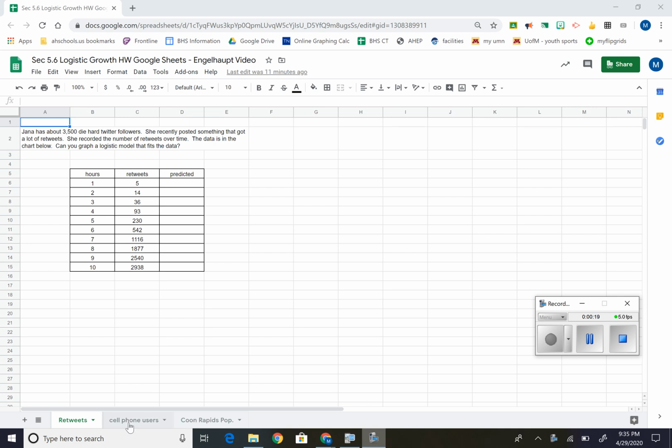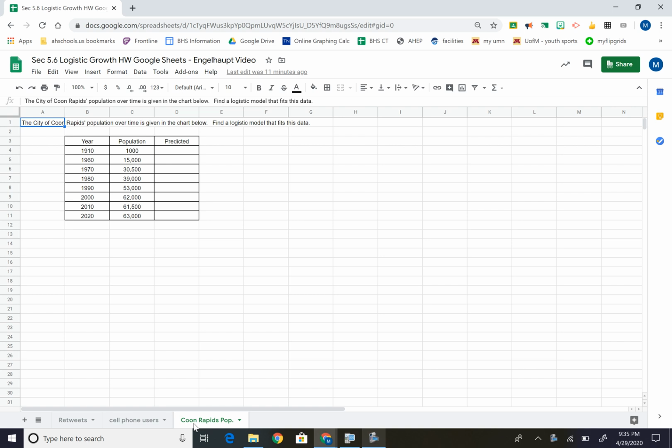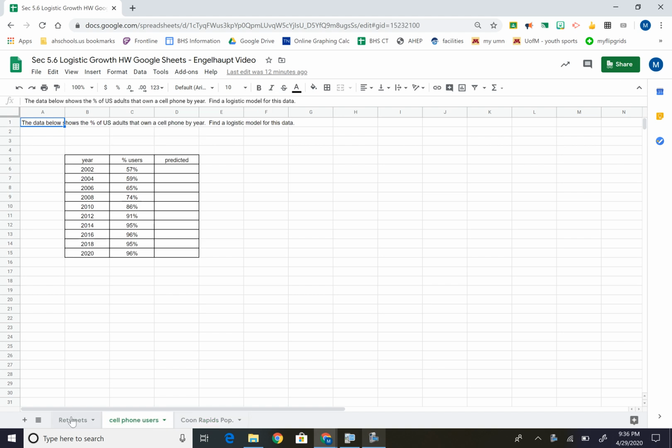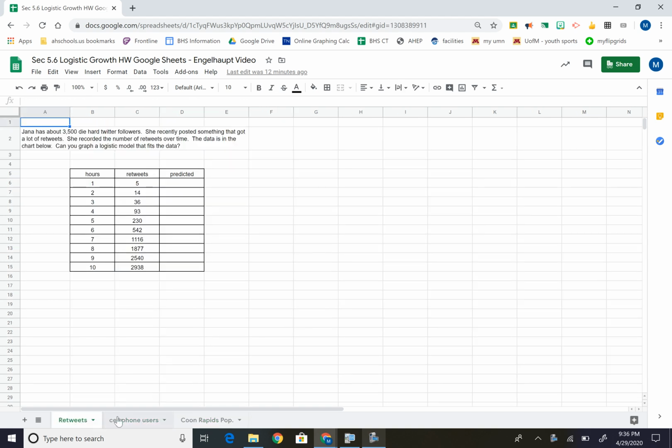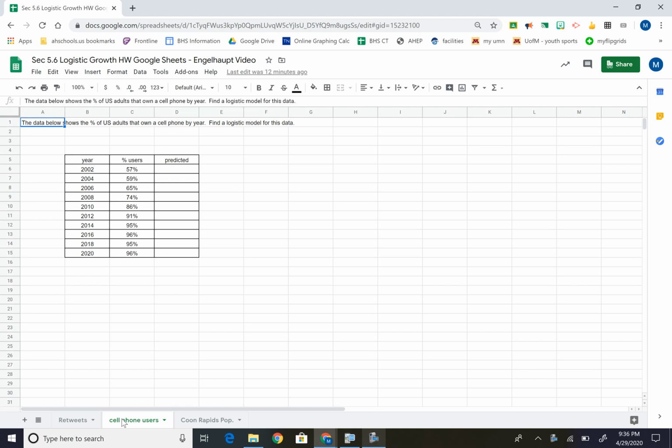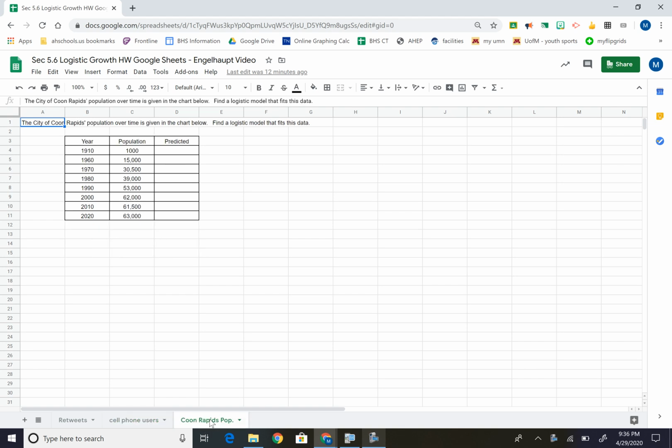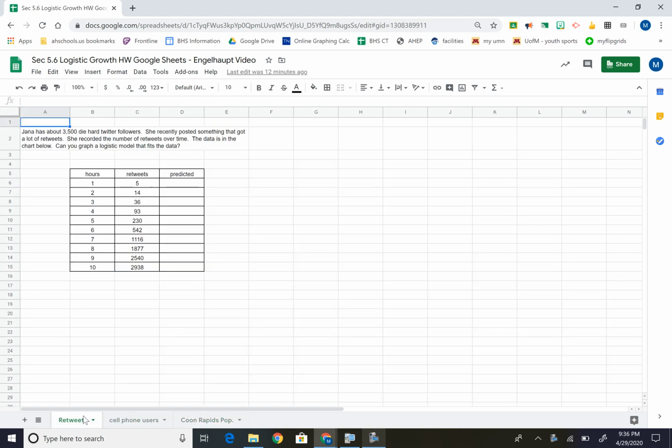You can see there are 3 tabs on this Google Sheet. We've got retweets in tab 1, cell phone users in tab 2, and Coon Rapids population in tab 3. Your assignment today is to follow along with me and create the same graphs that I create. I'm going to show you a couple tricks in Google Sheets to make logistic graphs.